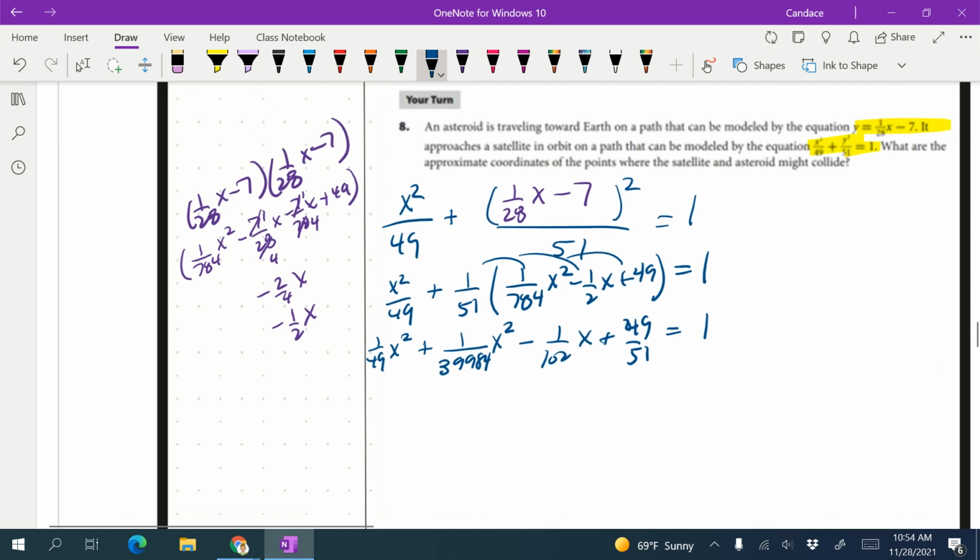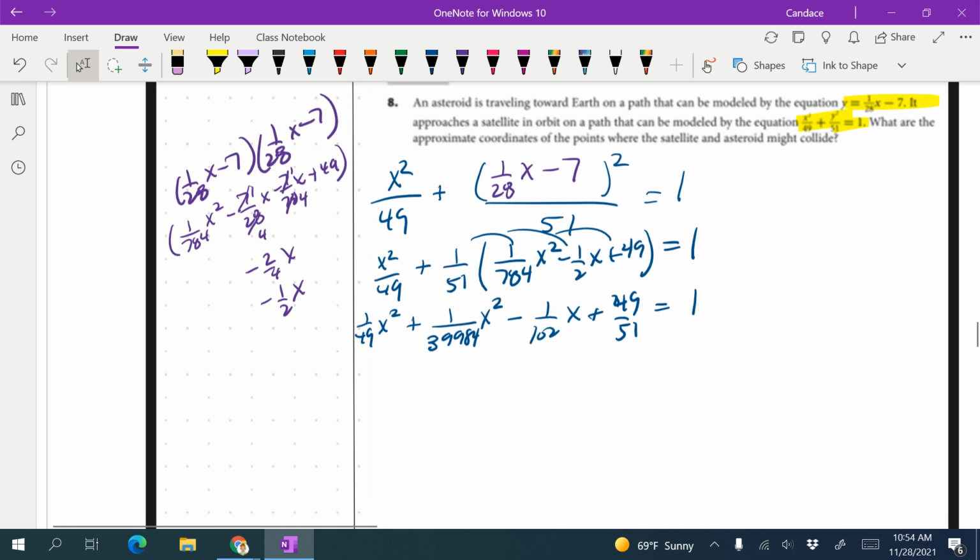Probably the easiest thing to do is to multiply by the least common denominator. I'm going to guess that, let's see, 39984 divided by 49. This number is divisible by 49. Let's see if it's divisible by 102. 39984 divided by 102. That works. So I'm going to do the same thing I did on one of the last ones. I'm going to multiply everything by this denominator to try to get rid of the fractions before I try to do anything else.